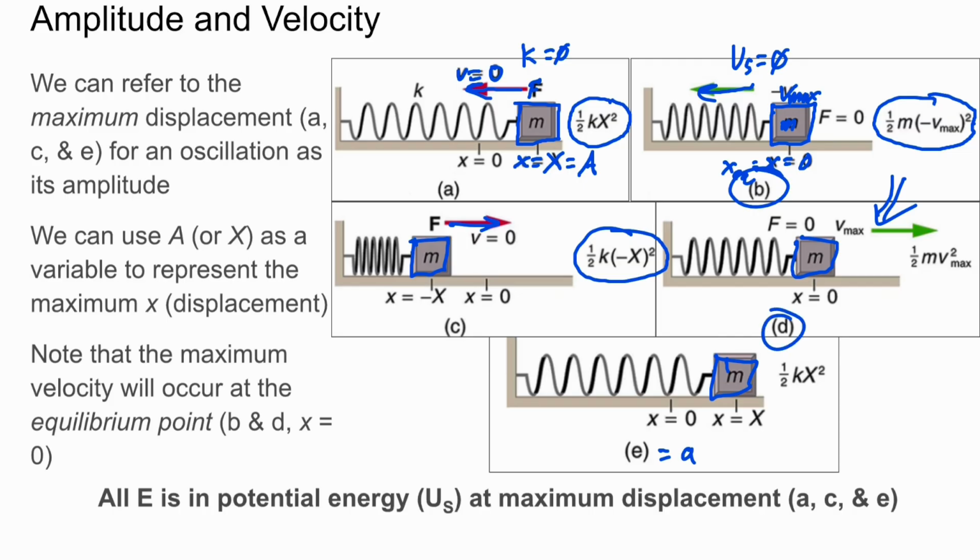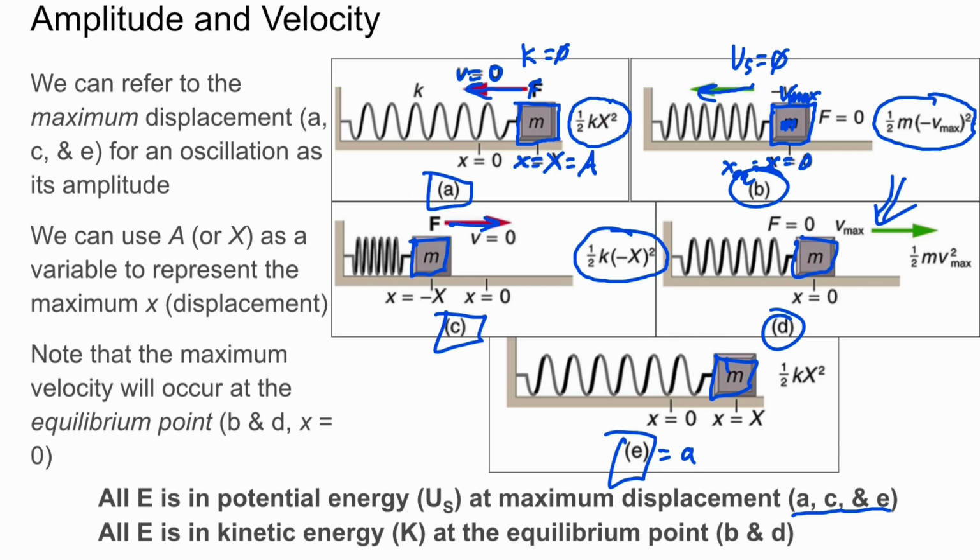And then all of our energy is in the form of spring potential energy at panels A, C, and E, which are our points of maximum displacement, right? When we're at our amplitude points, we're not moving at all. So all of our energy is within spring potential energy.